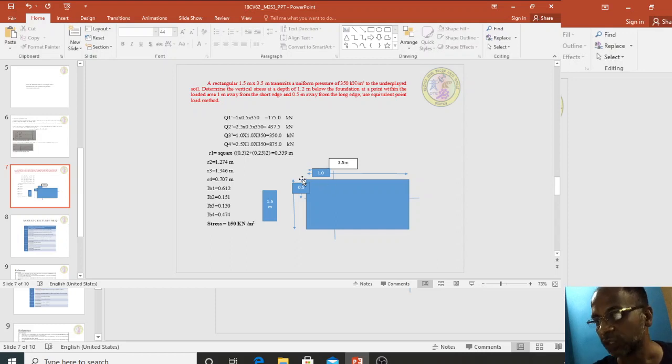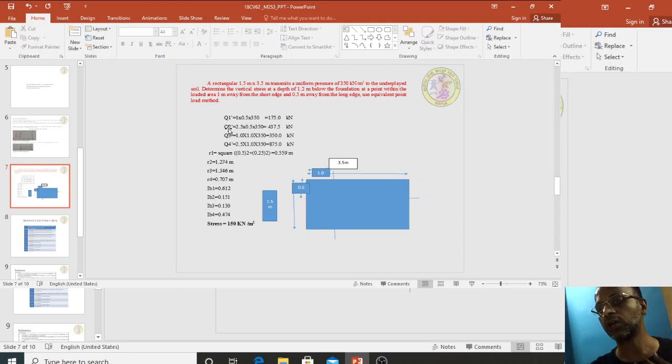Now you have to divide this entire 3.5 meter by 1.5 meter area into 4 parts. One is 1 by 0.5, another one is 3.5 minus 1, which is 2.5, by 0.5. Next one is 2.5 by 1.5 minus 0.5, which is 1. Next is 1 by 1.